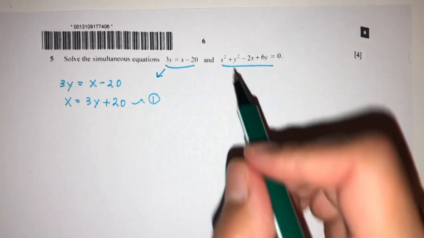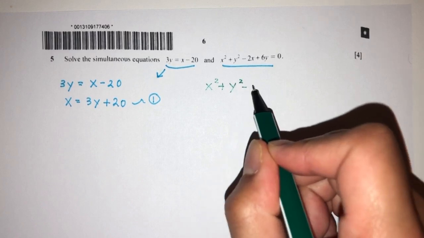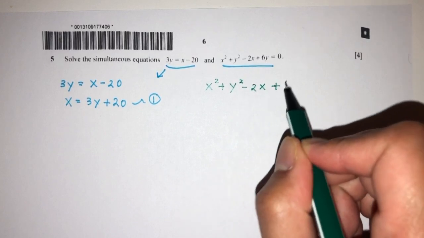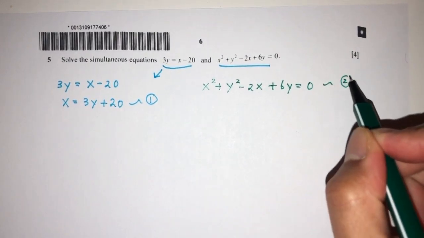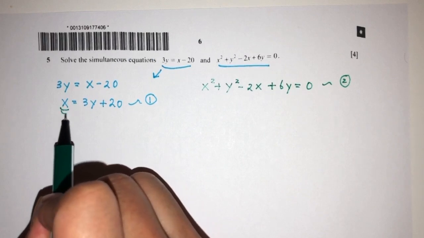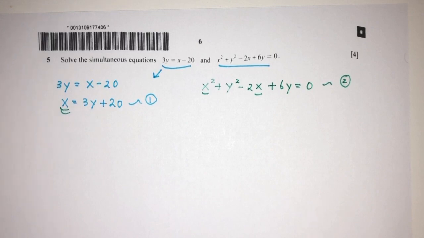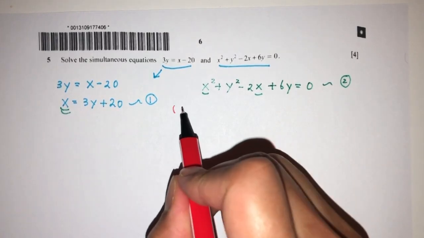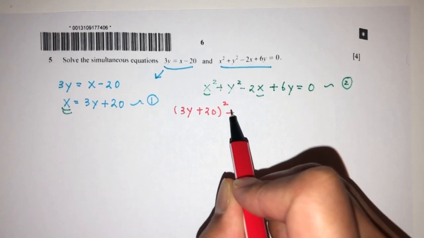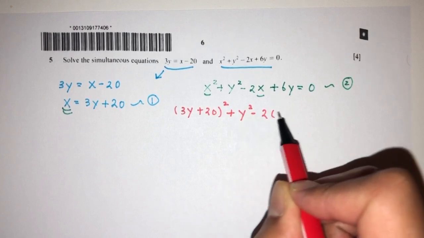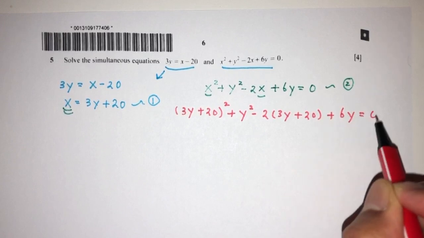Now let's move on to this one. Right now here I have x squared plus y squared minus 2x plus 6y equal to 0. Now this is my equation number 2, obviously. So I have x here. Let me replace the value of x in this one, because we are trying to solve a simultaneous equation. So here we have x is also 3y plus 20. So here we have 3y plus 20 squared plus y squared minus 2 times 3y plus 20 plus 6y equal to 0.